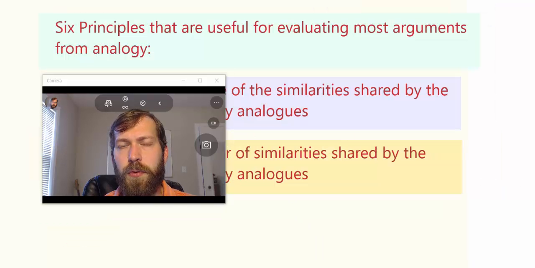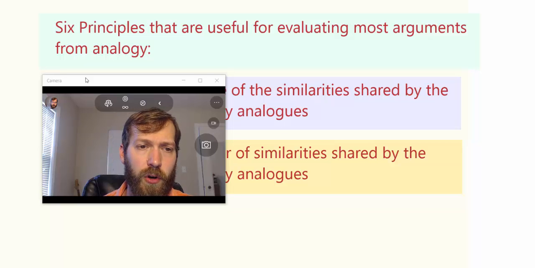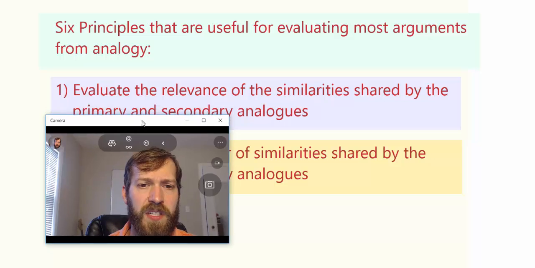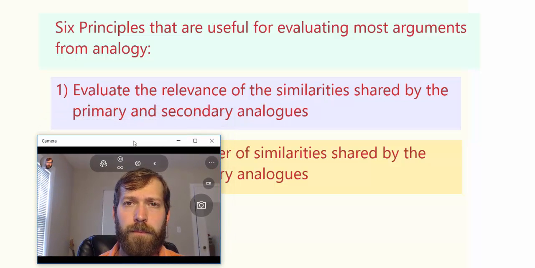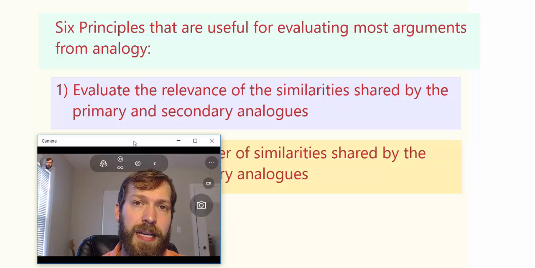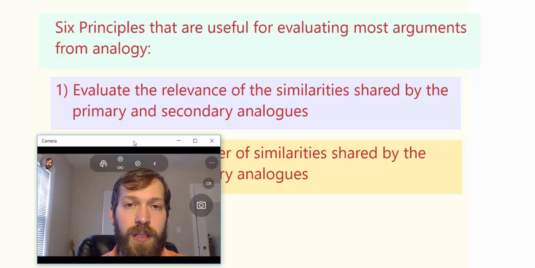So let's take a more thorough look at analogical arguments and how we evaluate them, how we evaluate whether they're a good argument or a bad argument, a strong argument or a weak argument. There's going to be 6 principles that we look at, and we've already utilized the first principle a little bit in the last example. It tells us to evaluate the relevance of the similarities shared by the primary and secondary analogs. That is, are the similarities that we're relying on in getting to the conclusion the kinds of things that are relevant to the conclusion?